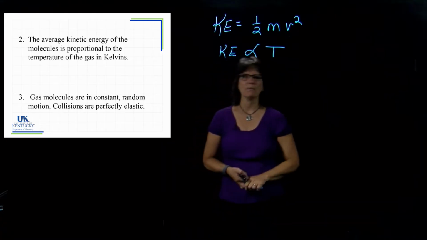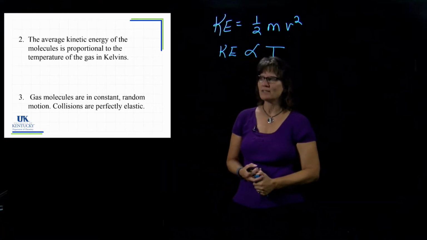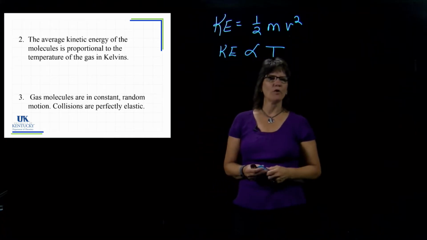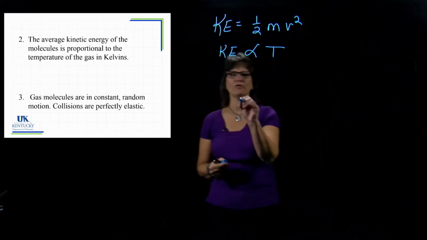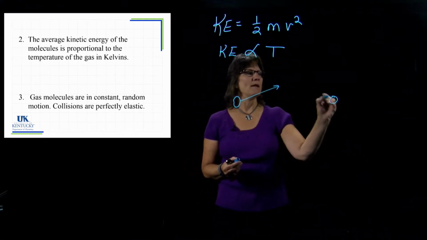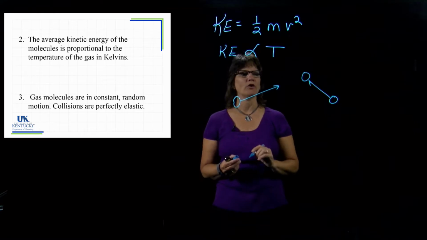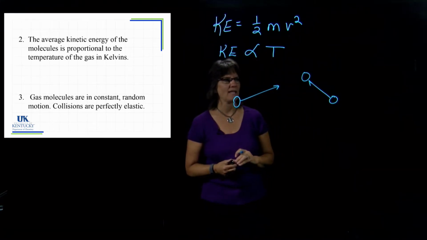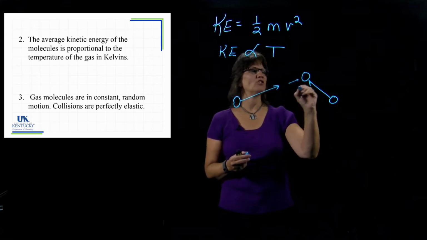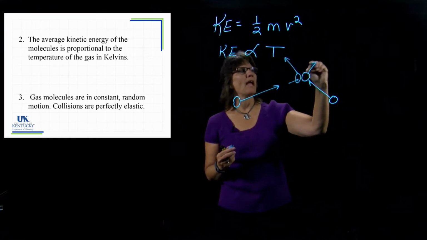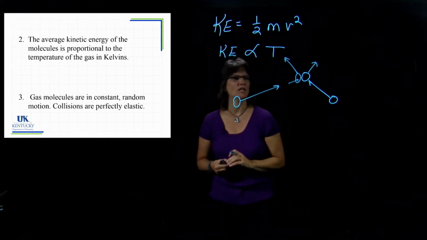Okay? Third statement is that the molecules are in constant random motion and that their collisions are perfectly elastic. So those molecules are flying through space, and they may be on a collision course with another molecule and they collide. What does it mean that they're perfectly elastic? When they collide with each other, they're going to bounce off, and they're not going to lose any energy in the process.